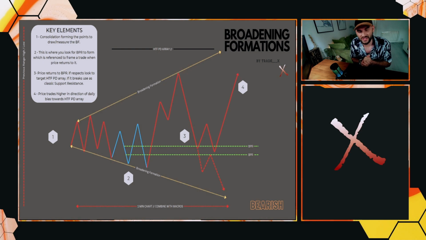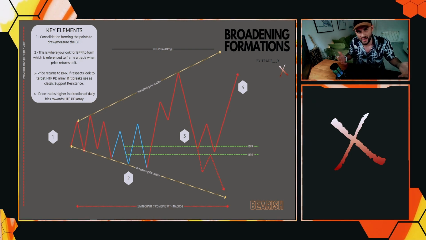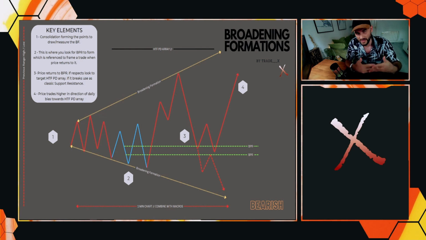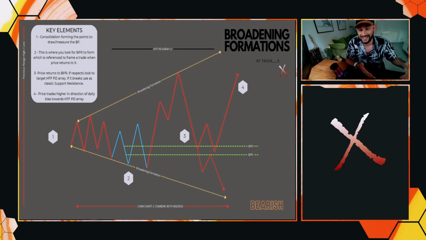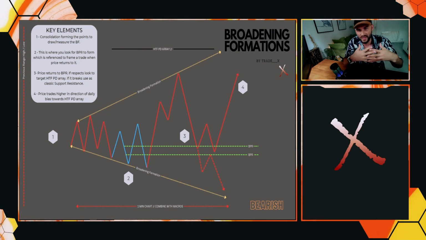Guys, first and foremost, let's just be absolutely clear. Broadening formations isn't specifically an ICT concept, but what we have here is a hybrid. I've developed a model which is broadening formation, which is typically a strategy in cahoots with BPR, which is balanced price range, which is from ICT concept. So we have a hybrid, right?